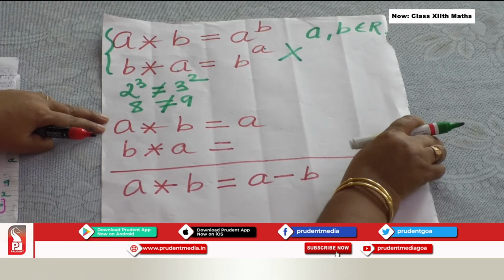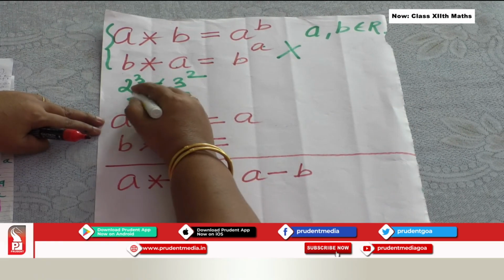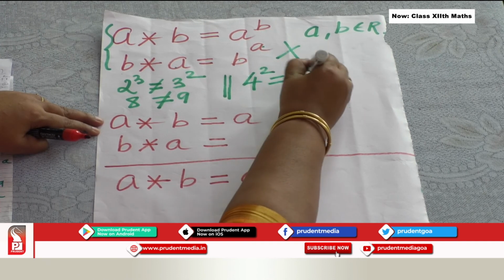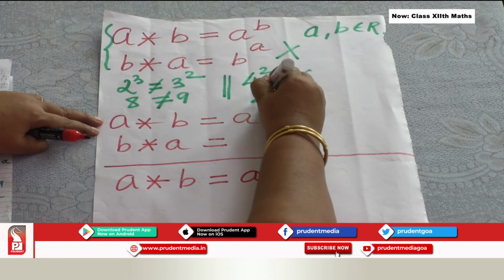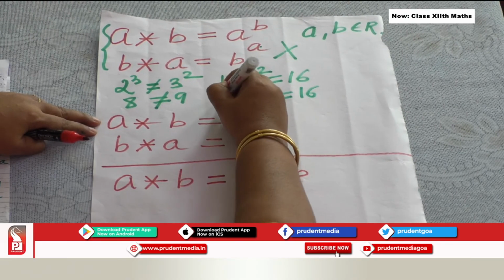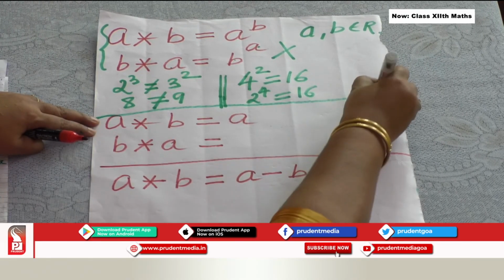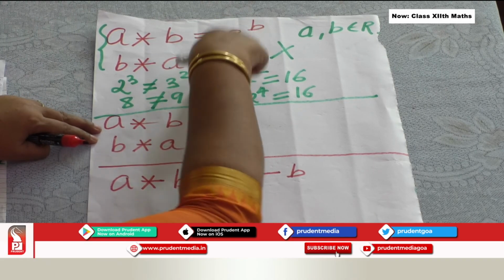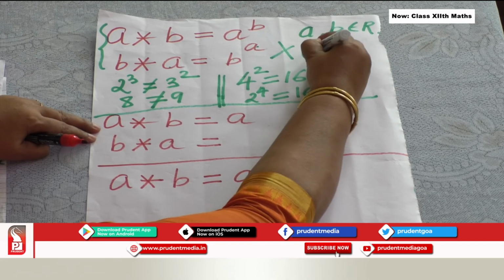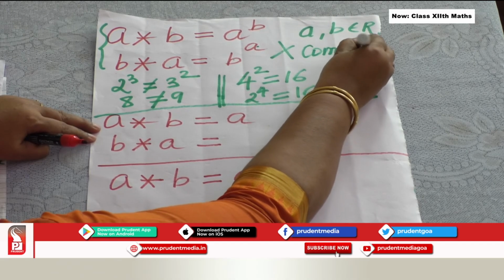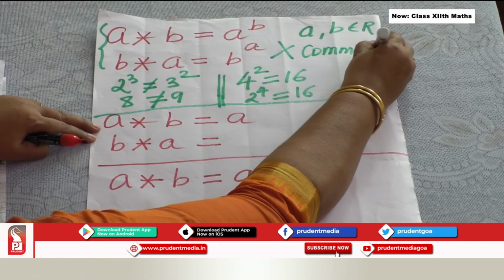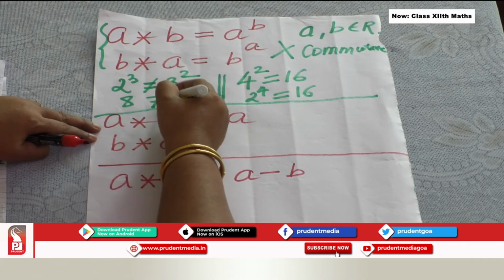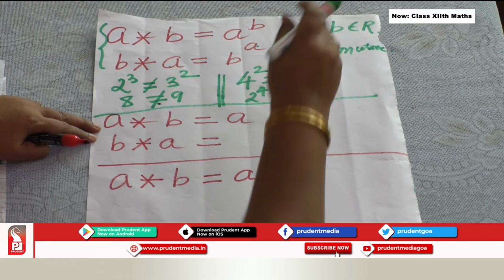This is clear to you all why it is not commutative? Because if I take 4 squared, I will get 16, and 2 raised to 4 also I will get 16. In this both are same. With this example it works, but with the other example it does not work. So this operation star is not commutative. Is it clear to you all what is commutative now? You have to check for each and every number. If at one number it is not coming correct, then it is not commutative.